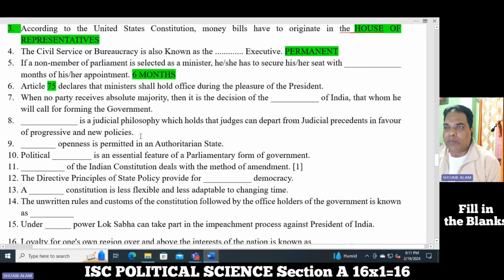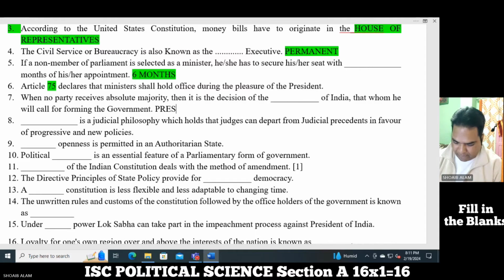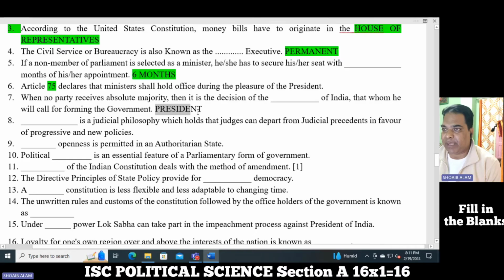Okay. When no party receives an absolute majority, then it is a decision of the dash of India whom he will call for forming the government. Who will decide who is going to form the government? So definitely it is the president. President is the correct answer for this blank.